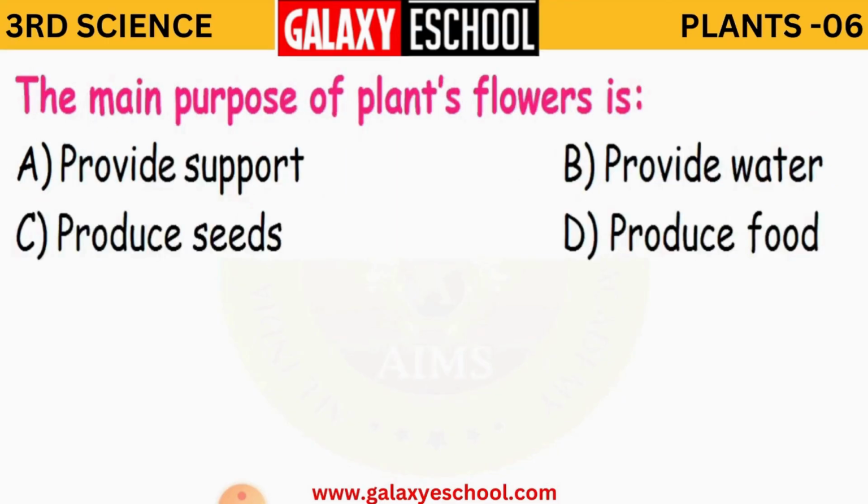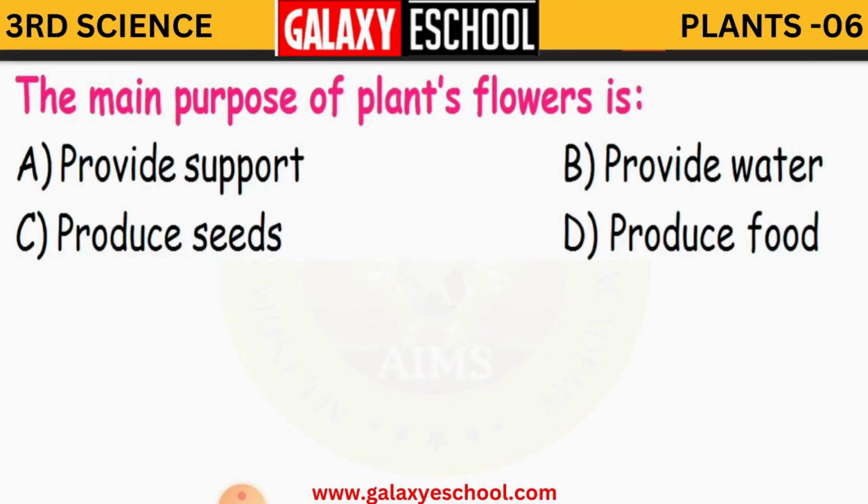Clear? And the second one is, the main purpose of plants' flowers is. Okay, what is the purpose? What is the work of plants' flower? To provide support, to provide water, to produce seeds and to produce food.